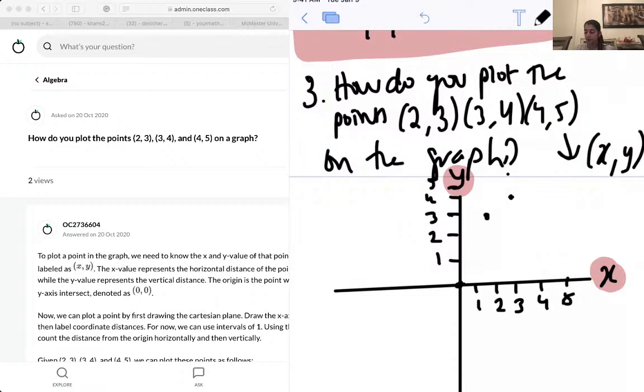And our last term is 4 and 5. So over here, we look at x, 4, y, 5. It's a bit higher. Right over there. And if you want, you can draw a straight line through that. But that is how you plot those specific points. They didn't tell you to plot the line, so I'm just going to get rid of the line.